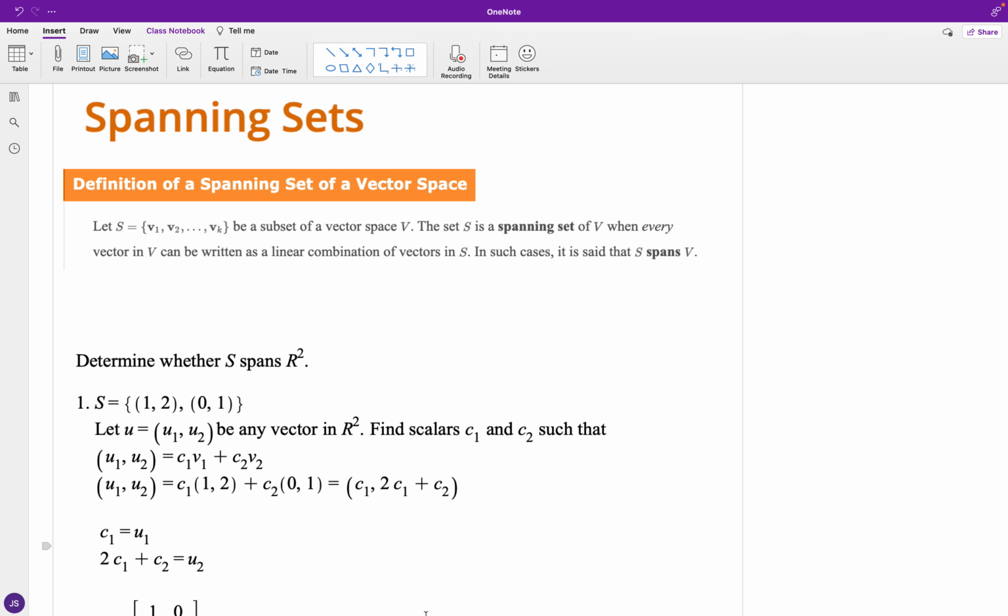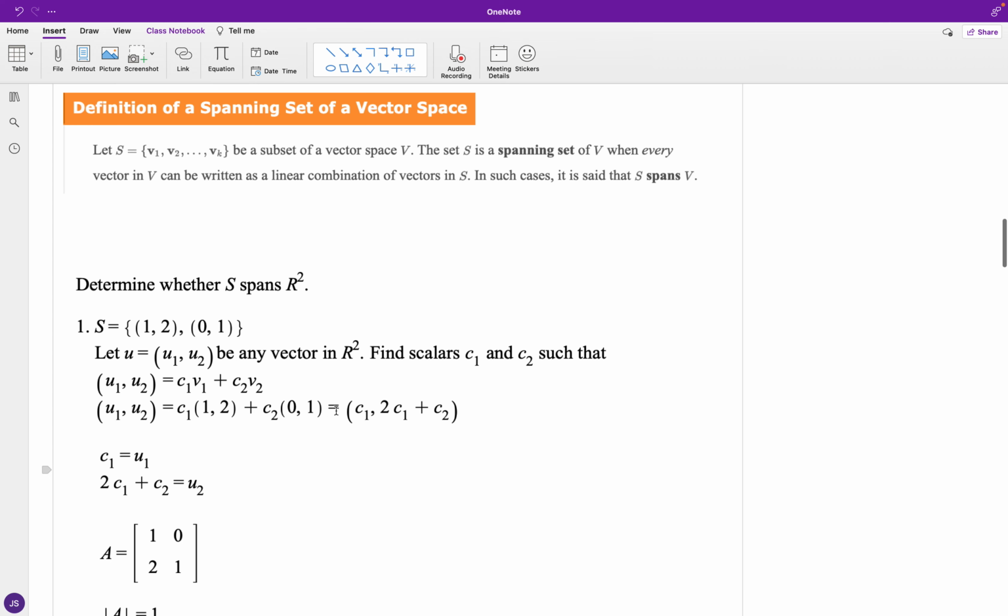and we look at finding scalars c1 and c2 such that u, (u1, u2), is equal to c1 v1 plus c2 v2. In the setup, with v1 we have (1, 2), and v2 we have (0, 1). So (u1, u2) is equal to c1 times (1, 2) plus c2 times (0, 1). So you have c1 at the front, and following, we have c1 times 2 plus c2 times 1, so 2c1 plus c2.